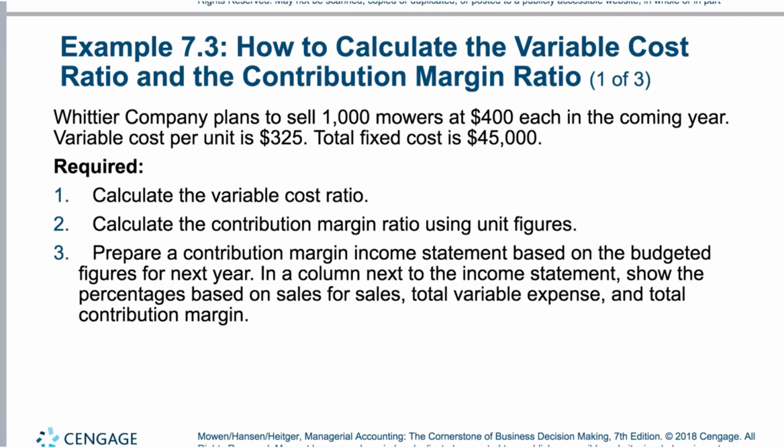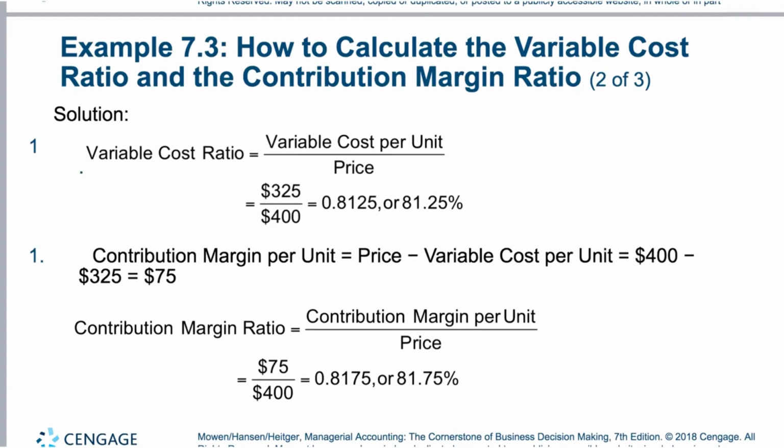Okay, so here we have a couple of very simple calculations from our same example of that lawnmower company where we're selling lawnmowers at $400 a piece, and they cost us $325 a piece in terms of the variable cost. We are going to be asked to calculate the variable cost ratio, contribution margin ratio, and then we are going to make a percentage-based contribution margin income statement. So here we go. Our variable cost ratio is the variable cost per unit, which is 325 divided by the price of 400, so that gives us 81%.